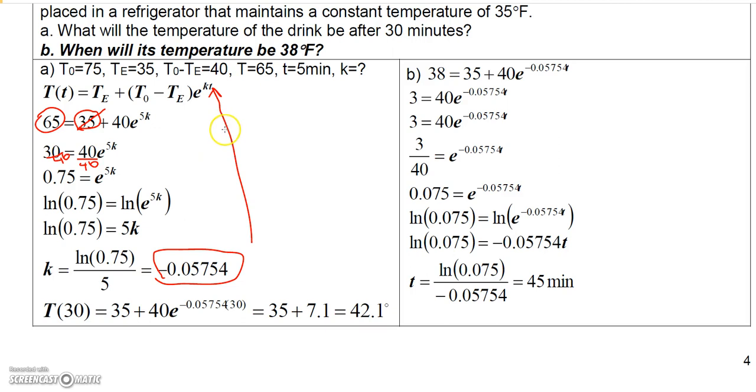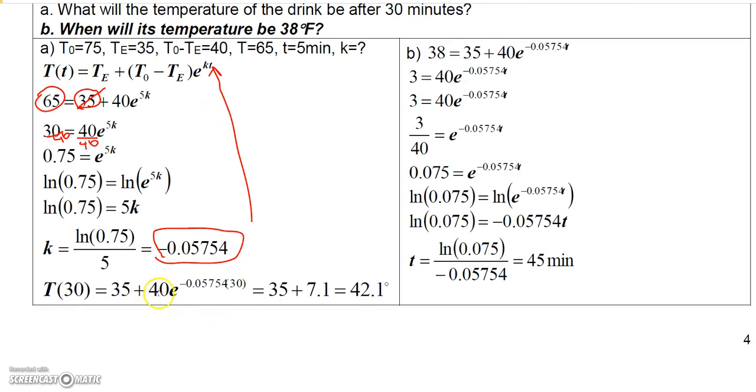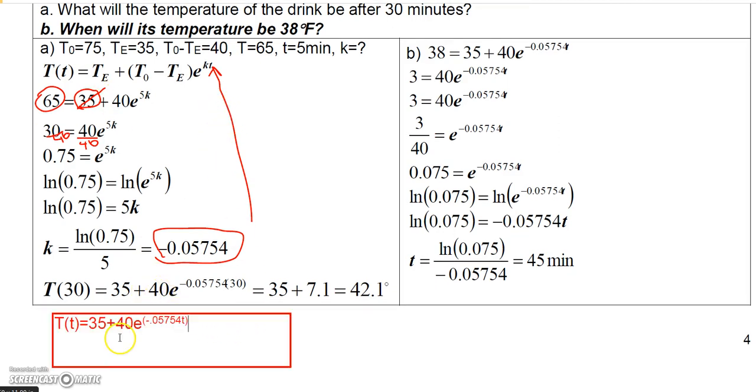And let me go ahead and give you the model. Here I just answered the question, but let me give you the new model. So the model for this cooling would be 35 plus 40 times e to the negative 0.05754 times t. Now to find the temperature after 30 minutes, it didn't say additional 30 minutes, it just says 30 minutes. So if it said additional 30 minutes, I'd put 35 in. But it says after 30 minutes, so that means 30 minutes from the time we started. So we put 30 in here.